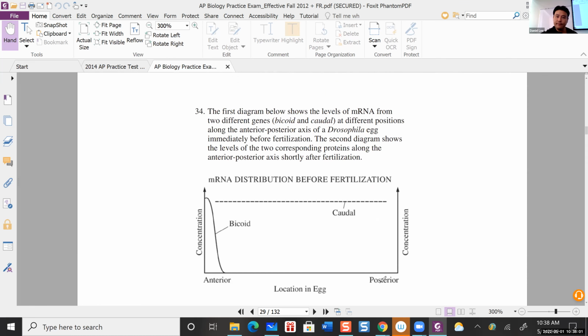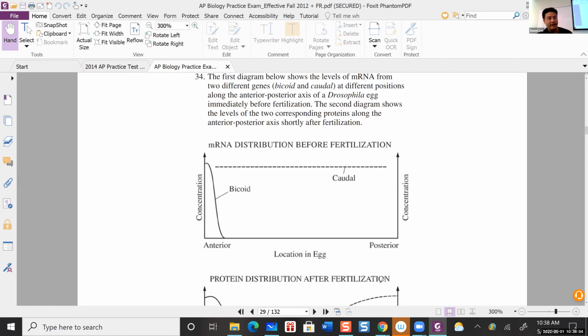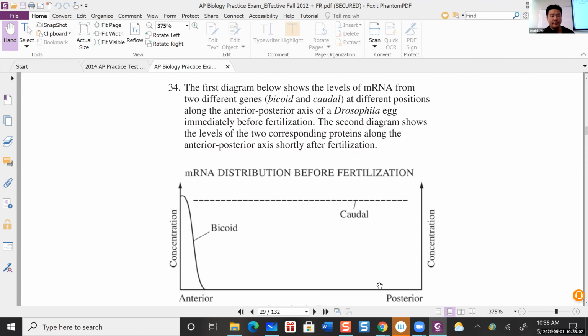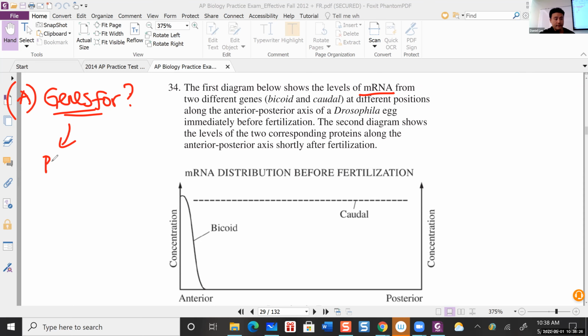Look at this one, actually. This one here has to do with embryonic development. Okay. So here, the first diagram below shows the level of mRNA. Now, if I were to ask you a very general knowledge question on the free response, what do genes code for, right? So what do genes code for? Genes code for proteins, and they also code for RNAs. A lot of the genes code for different types of RNA that are never translated to proteins. So you can think about 50-50, okay?